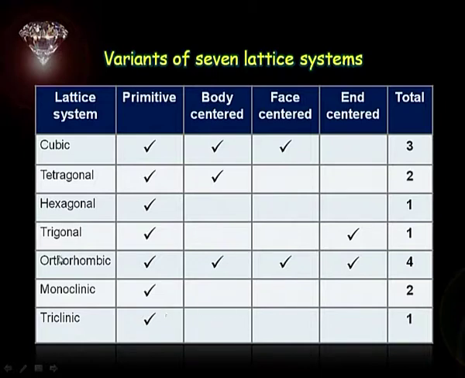What you find is that orthorhombic is the one which has all 4 variants: the primitive, body centered, face centered as well as end centered one, whereas cubic has only 3 variants. And from now on, we will focus attention only on the cubic lattices, because in our curriculum we are supposed to be talking more about the cubic systems and the crystal structures based on cubic lattices.